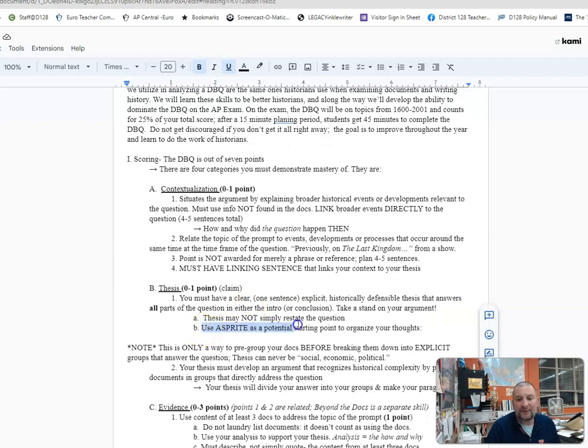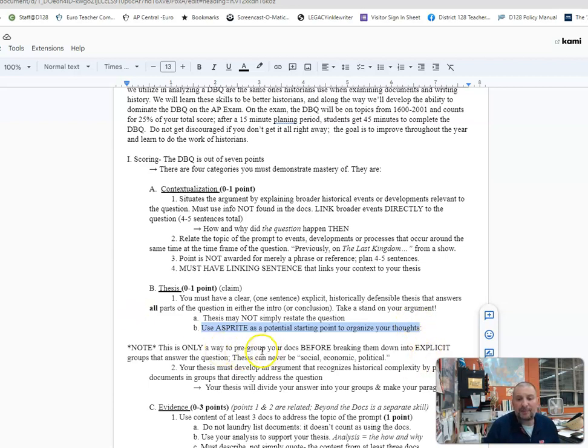Also, I want you to use SPRITE as a potential starting point just to organize your thoughts. SPRITE is a way of organizing the documents when you're breaking them down, which we're going to go into in a minute, or when we get into the actual writing process. SPRITE stands for artistic, social, political, religious, intellectual, technological, and economic. Using abbreviations is great, and this one is a really great abbreviation. Again, this is just a starting point.